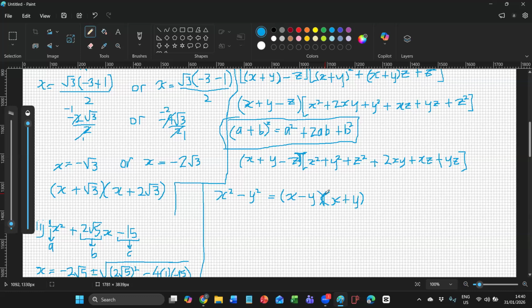I'm trying to remember. No, it's only the difference of two squares that is there. Maybe, let me see. Something is telling me that there's something like a sum of two squares, and what will it be? But it's definitely not going to look anything like this. Okay, but yeah.